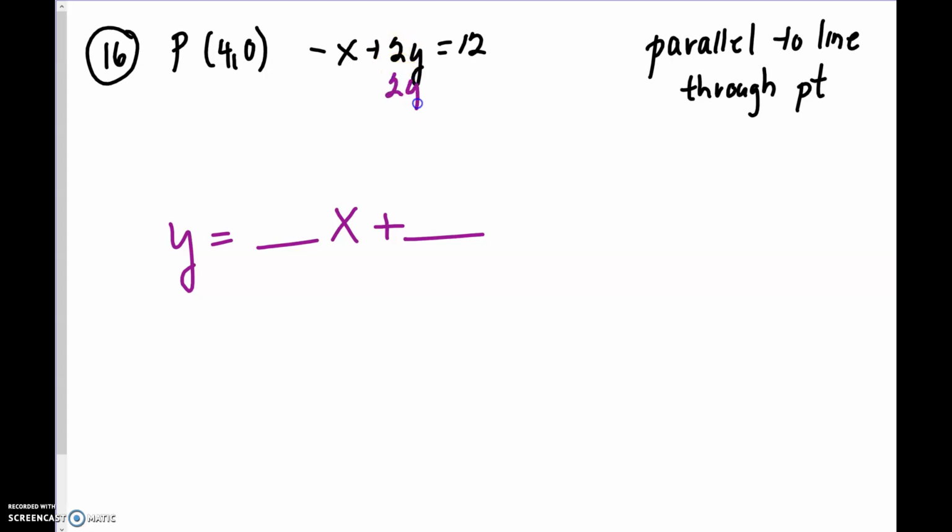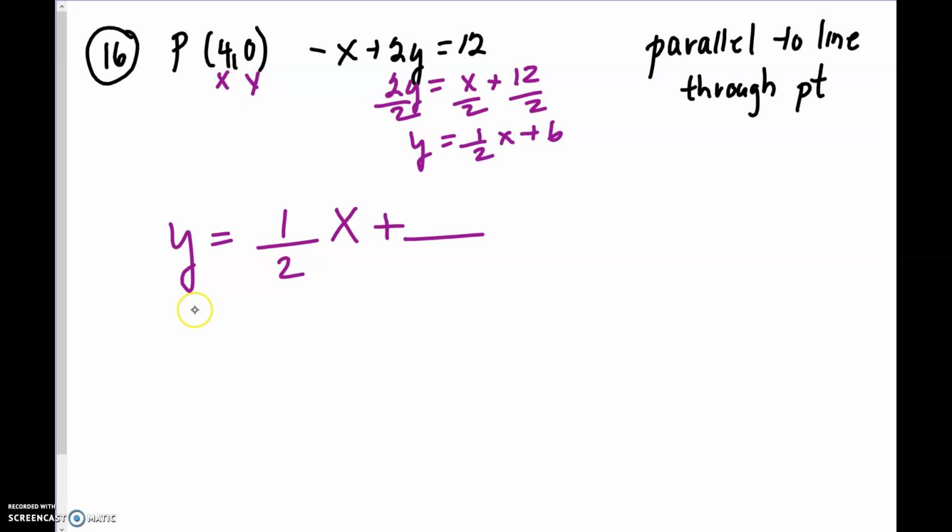So I'm going to move this x over to the other side, divide everything by 2, and it looks like the slope of this purple line is 1/2. So if the slope of the purple line is 1/2, then the slope of the black line, because they're parallel lines, has the same slope. But now I need a new y-intercept. So here's my x, here's my y. In place of y, I'm putting a 0. In place of x, I'm putting a 4. And I am going to solve for my y-intercept.